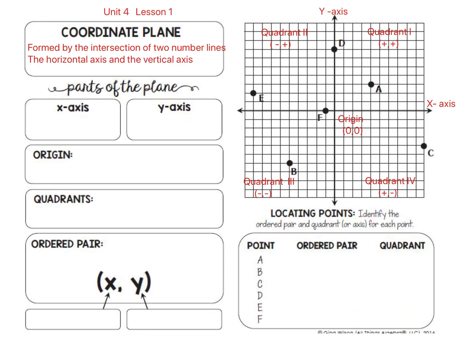So I put my definition up here. The coordinate plane is formed by the intersection of two number lines, which we call the horizontal axis and the vertical axis. Rather than referring to them each time as the horizontal or vertical axis, we identify them as the x-axis and the y-axis. So let's write down here which is which.